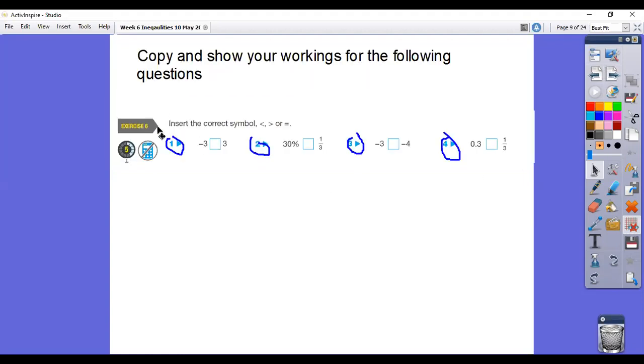So for today, we're going to do the questions from exercise 6. Insert the correct symbol, less than, greater than, or equals, into these expressions. So we've got questions 1, 2, 3, 4. Minus 3, is it less than or greater than 3, or is it equal to 3? 30%, is it greater than, less than, or equal to 1/3? Minus 3, is it greater than, less than, or equal to minus 4? 0.3, is it greater than, less than, or equal to 1/3?